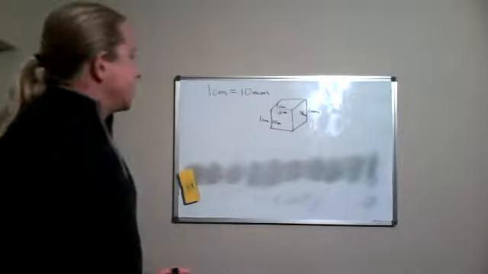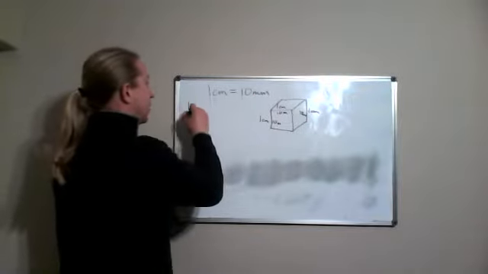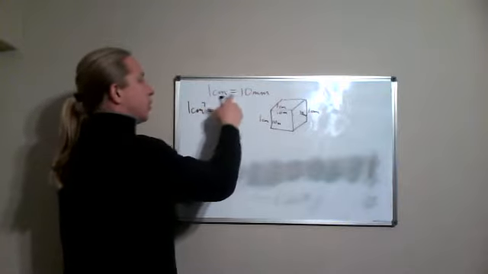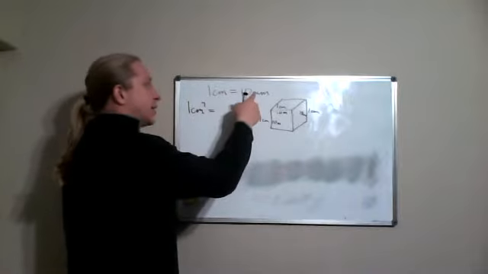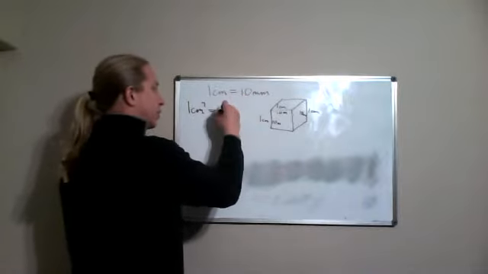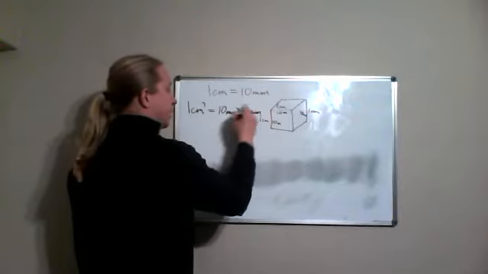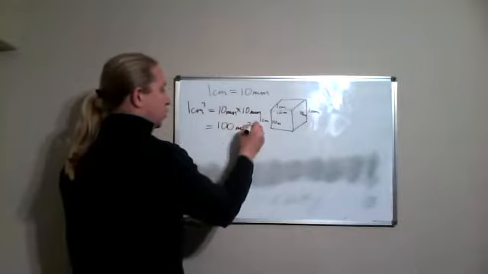Here we go. So 1 centimeter equals 10 millimeters. Remember in the previous lesson, we said 1 centimeter squared was 1 centimeter times 1 centimeter, which was 10 millimeters times 10 millimeters, which gave us 100 millimeters squared.